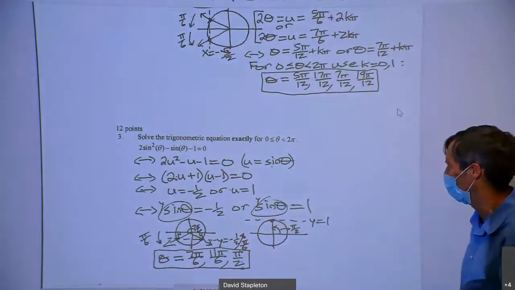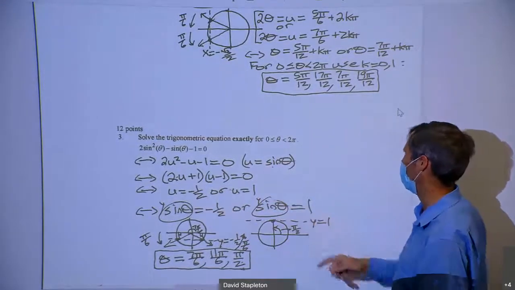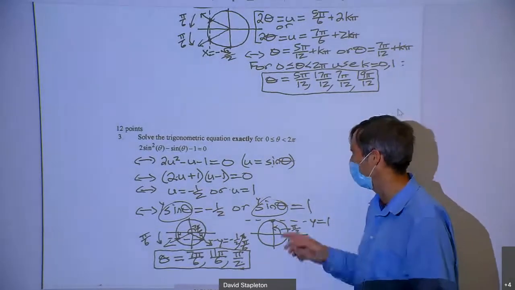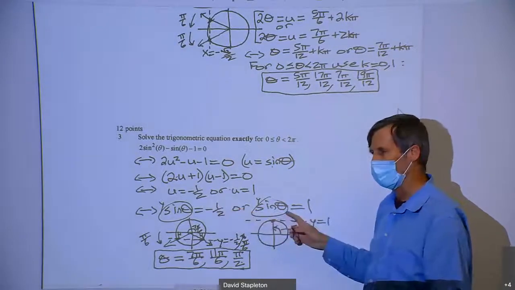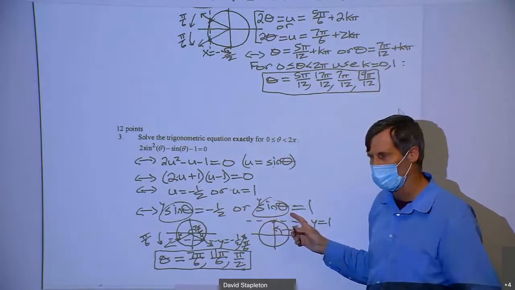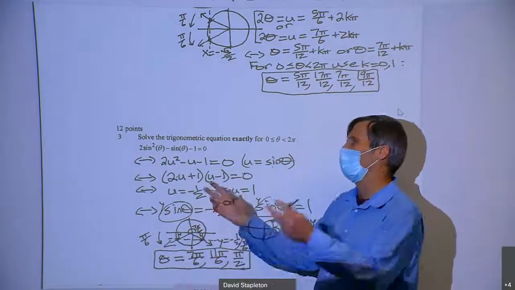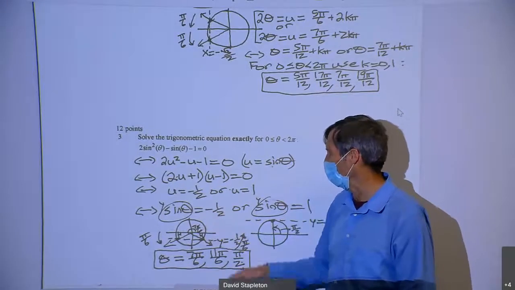Two solutions for u. But u is sine theta, so sine theta equals minus a half or sine theta equals 1. Some people got there and then had trouble finishing. I was surprised. I thought this was the hard part, but maybe not. Now, when you have a trig function equal to a number, go to the unit circle, just like we did in the first problem. But this time it's a single angle, so we don't need to find all angles and then throw out the extras. We just have to solve it within one rotation.